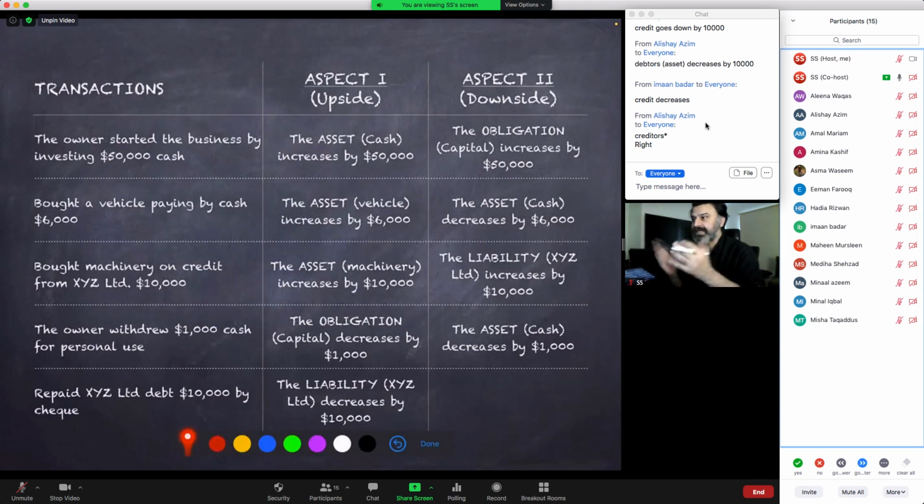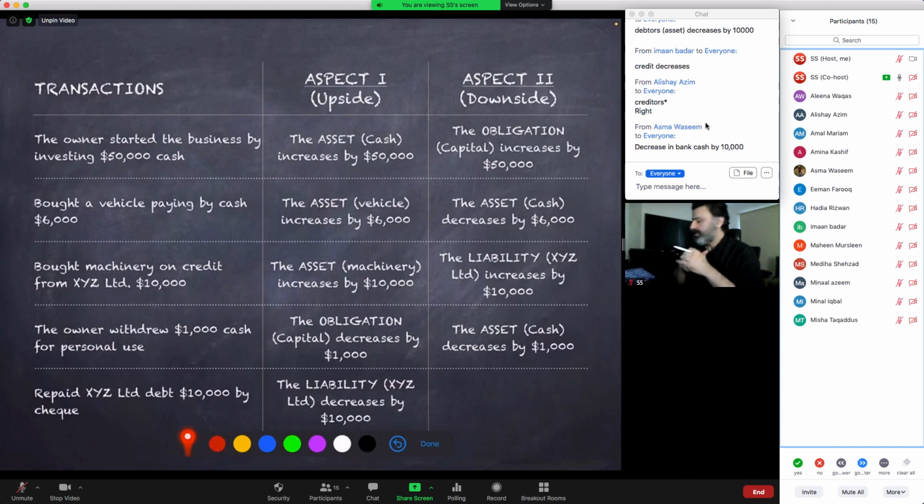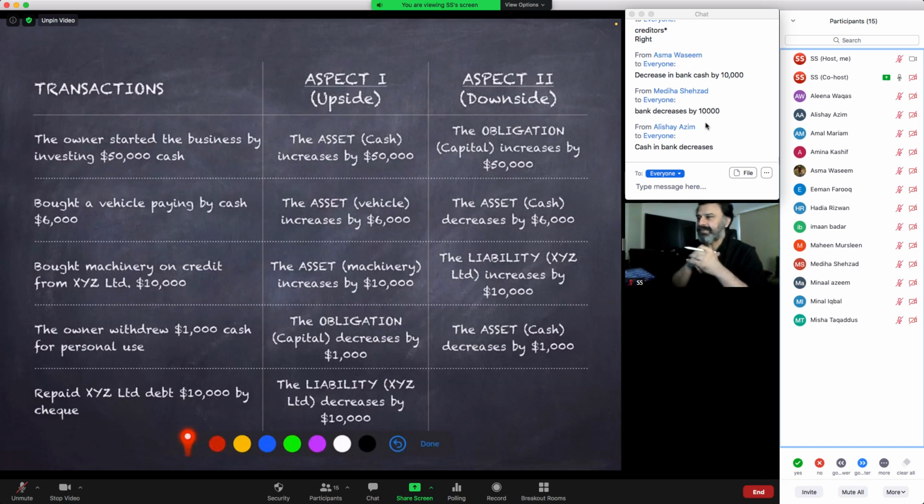That's the brighter side of the story. And the darker side of the story should be, excellent Asma, we are losing balance and cash from our bank account, $10,000. Our bank account is decreasing. Excellent Alicia, excellent Madiha, bank decreases. We understand it's quite obvious.